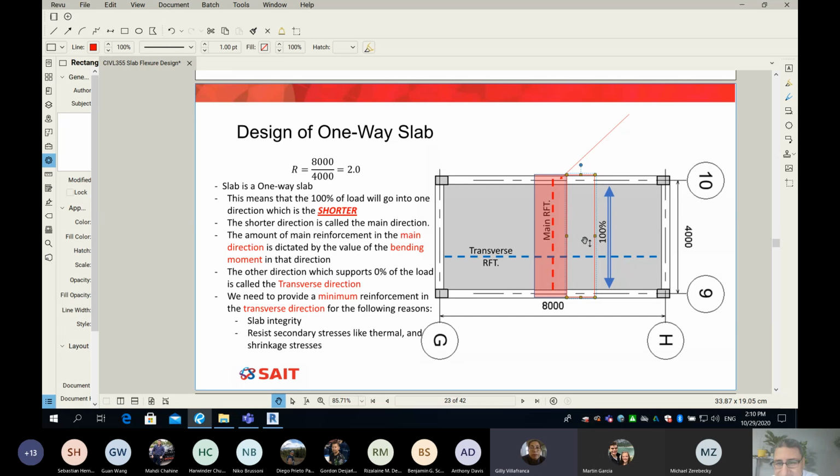Guys, listen, that's very simple. Every one of those design strips from grid line G to grid line H are identical. They are twins because they share the same span. So they all have 5 rebars. Exactly. All of them are identical. Why identical? Look at this. They share the same span, which is 4 meter.